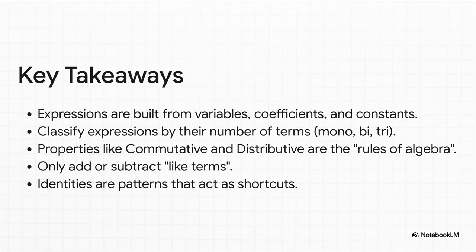So let's do a super quick recap. We've learned that expressions are built from variables, coefficients, and constants. We figured out how to classify them by their number of terms. We went over the core rules of the game, like the distributive property. We learned we can only add or subtract like terms. And finally, we uncovered some powerful identities that act as awesome shortcuts.